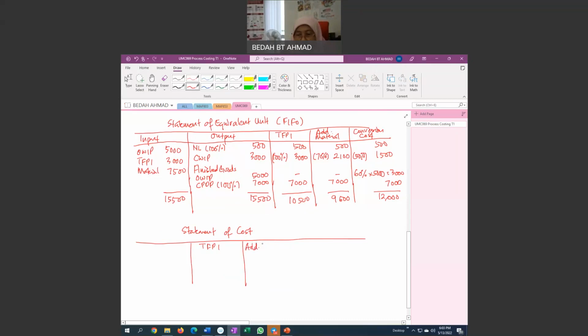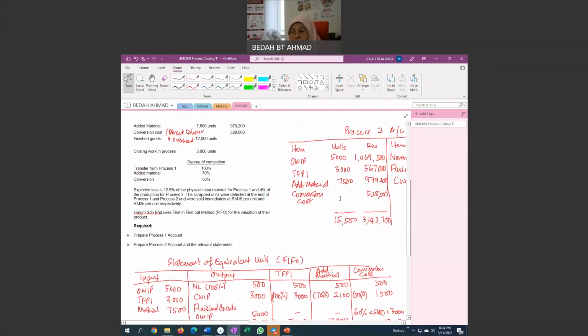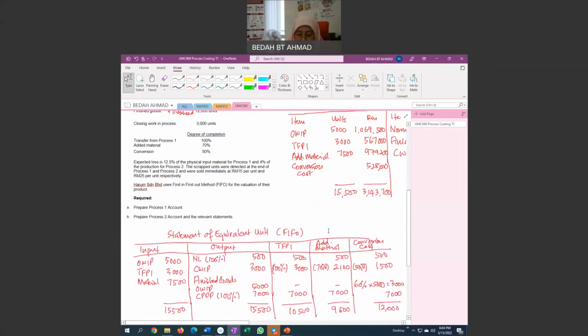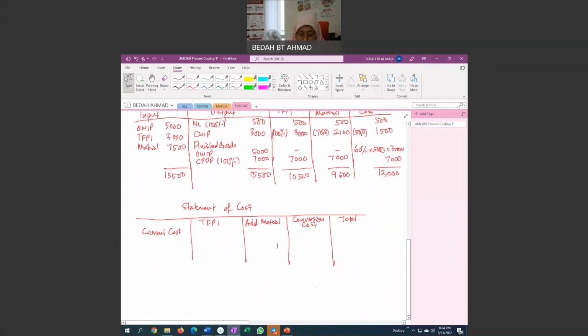So this one is the additional material column. Then it is conversion cost. And the total. Okay, so our current cost, we may take from our accounts here in the process 2, transfer from process 1: 567,979,200 and 528. Okay, for current costs.